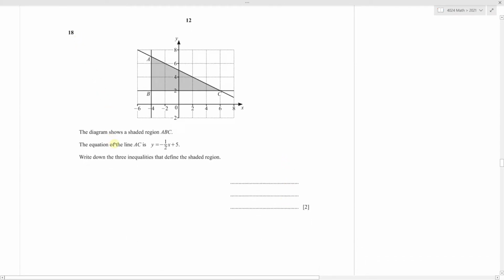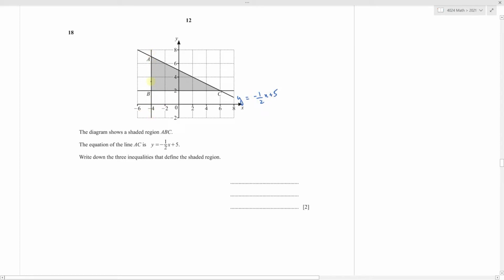Question number 18. The diagram shows a shaded region ABC. The equation of line AC is given. Write down the three inequalities that define the shaded region. So line AC, you're given y equals minus 1 by 2x plus 5.